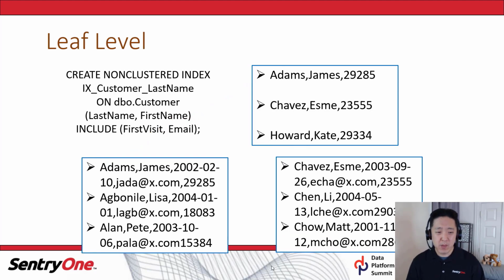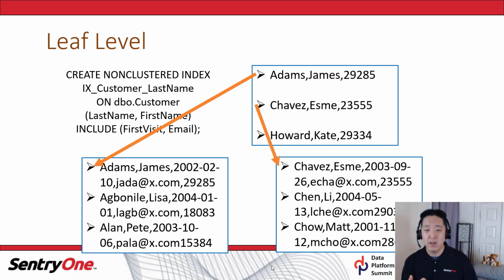All right. And then when we look at the first intermediate level page and then the leaf level underneath it, we see that we follow a similar pattern where Adams James, that first value, is now a pointer to that first leaf level page, and then Chavez Esme is a pointer to that second data page first value as well.